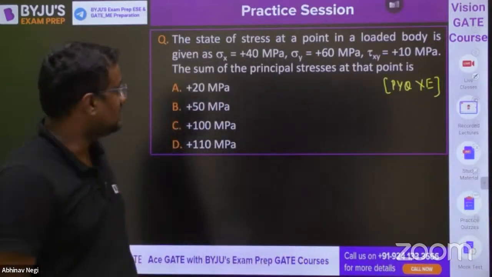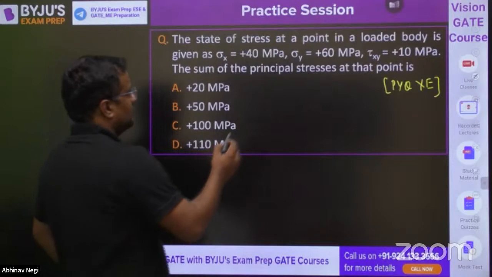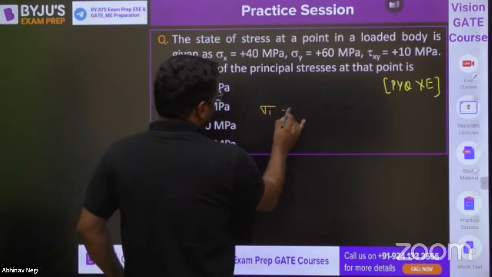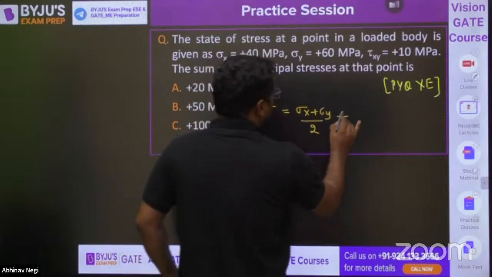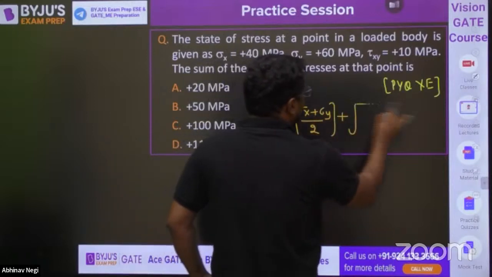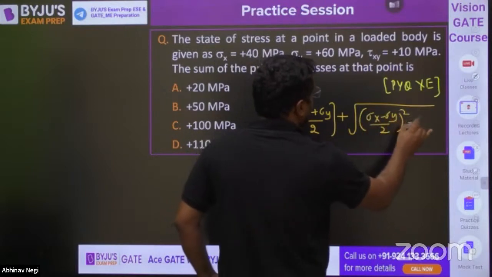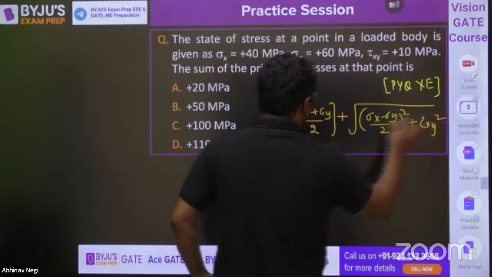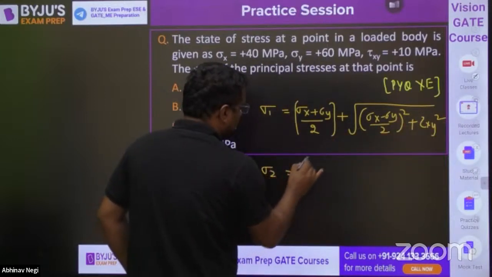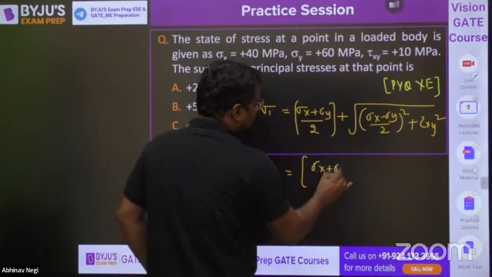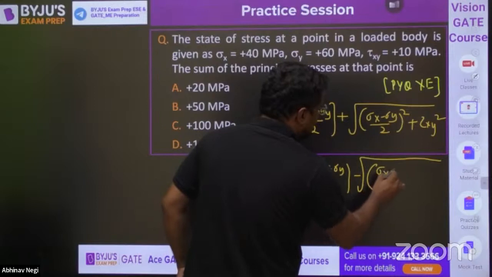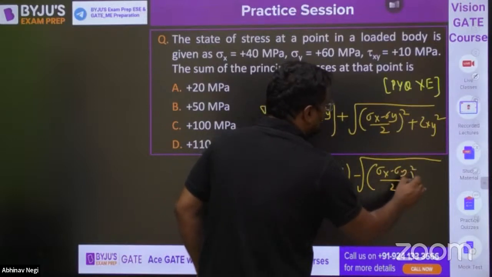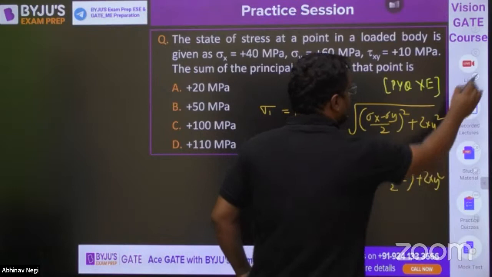Okay, now one long method for this is, you find sigma 1: (sigma x plus sigma y)/2 plus the square root of ((sigma x minus sigma y)/2) whole square plus tau xy square, and you find sigma 2. Sigma 2 is (sigma x plus sigma y)/2 minus the square root of ((sigma x minus sigma y)/2) whole square plus tau xy square.